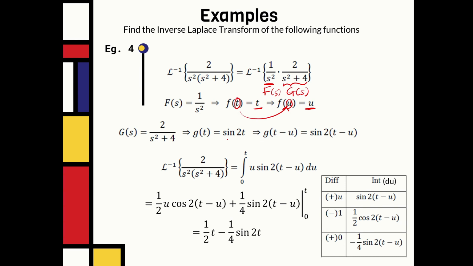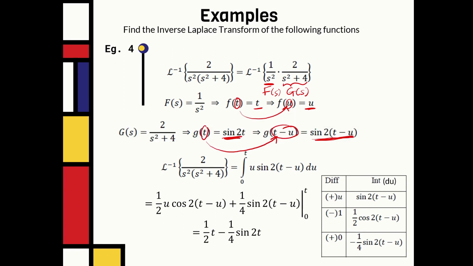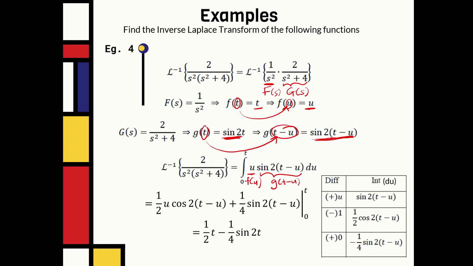The inverse Laplace of Gs is equal to sine 2t. We're going to change the function t to t minus u, therefore sine 2t becomes sine 2(t minus u). We're going to put these expressions in the integral formula of the convolution theorem. So we have the integration of u, which comes from fu, and sine 2(t minus u) is g(t minus u).